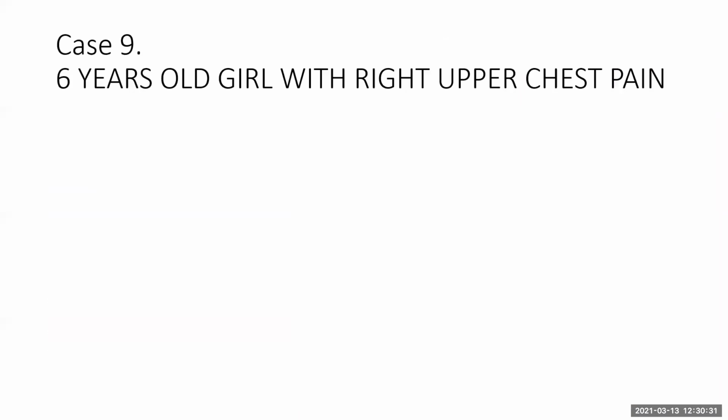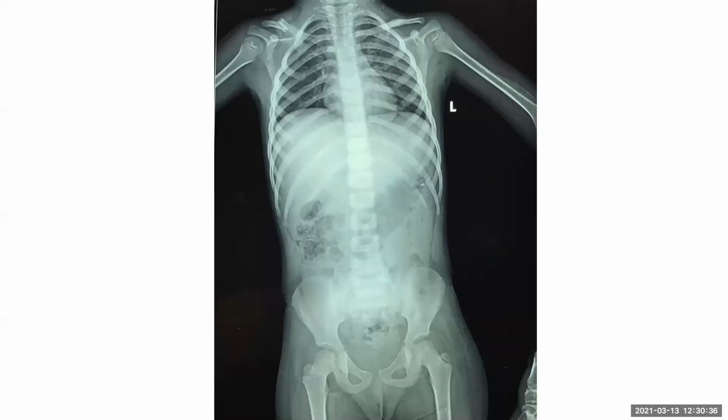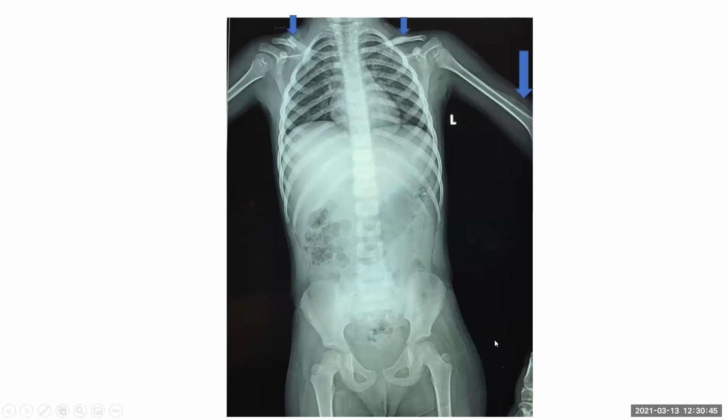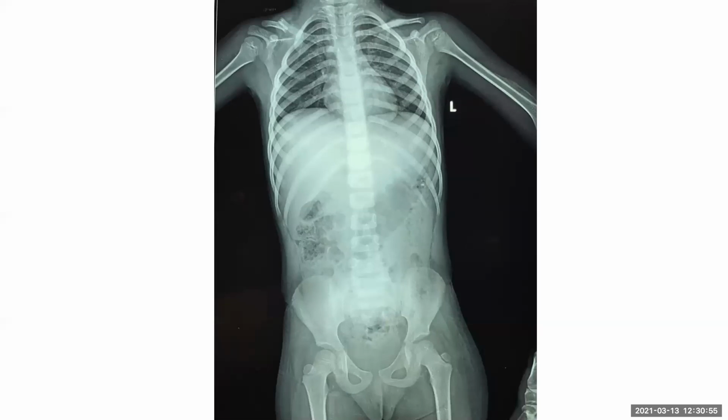So this case is a 6-year-old girl with right upper chest pain. This is a frontal radiograph of a 6-year-old child showing the chest, abdomen, and pelvis. The abnormality I'm able to appreciate is a displaced fracture in the right mid clavicle, and also I think there's an old fracture in the left mid clavicle with some callus formation.